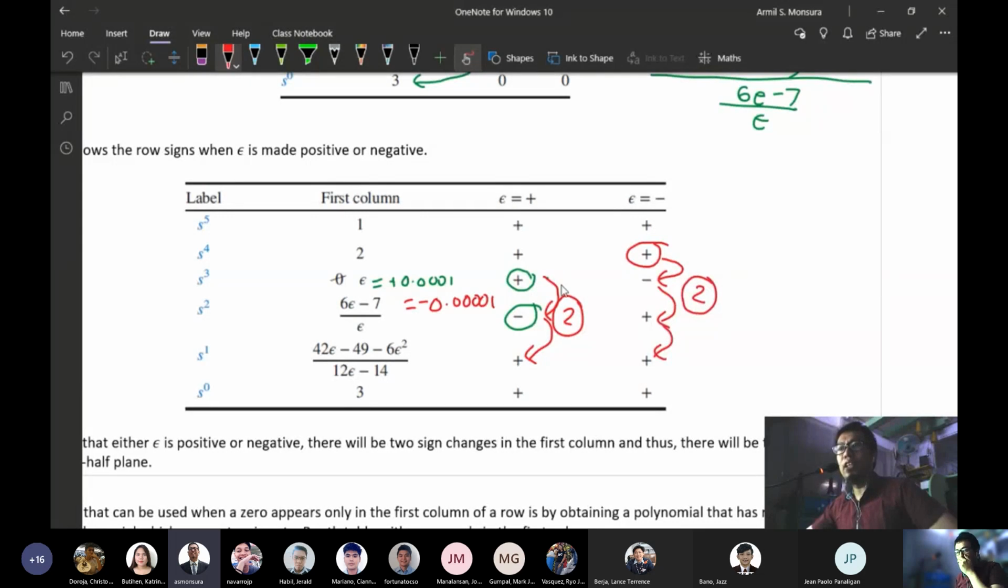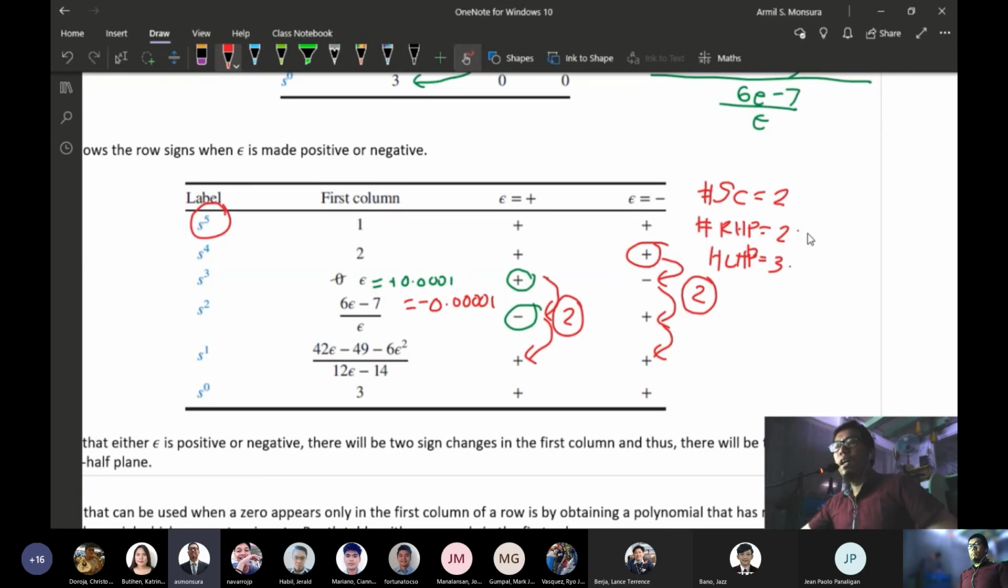So, either yung epsilon nyo is positive or negative, you will have 2 sign changes. So the number of sign changes is 2. Therefore, the number of poles at the RHP is 2 and the number of poles at the LHP is 3. 3 kasi dapat yung number of poles sa RHP at sa LHP all in all dapat maging 5, dahil S raised to 5 yung pinakamataas nating degree. Okay, so you will have that one.